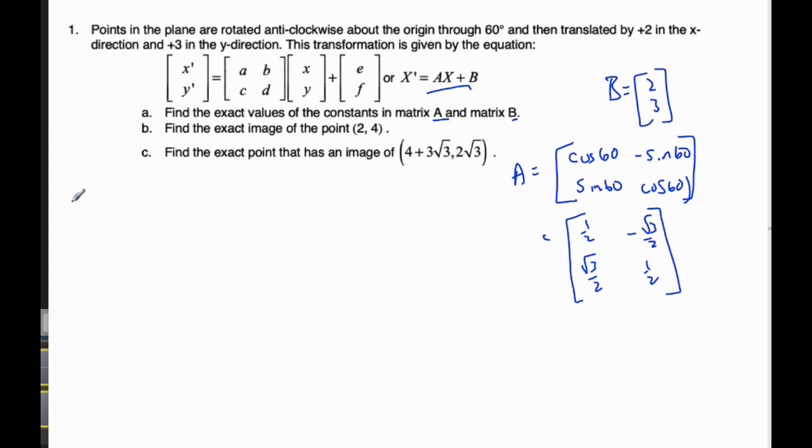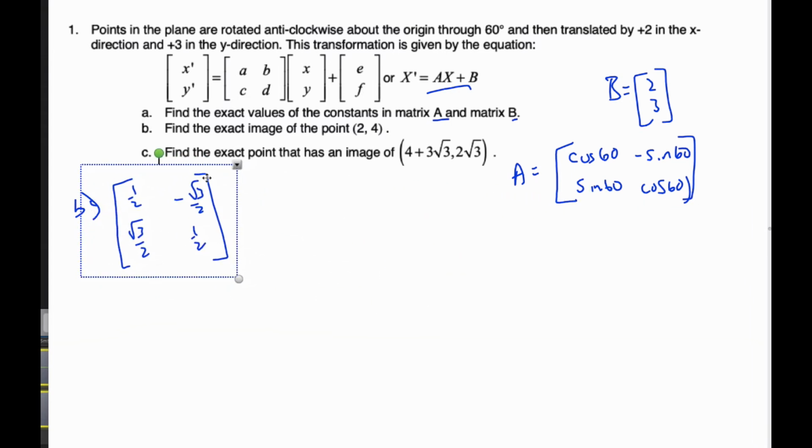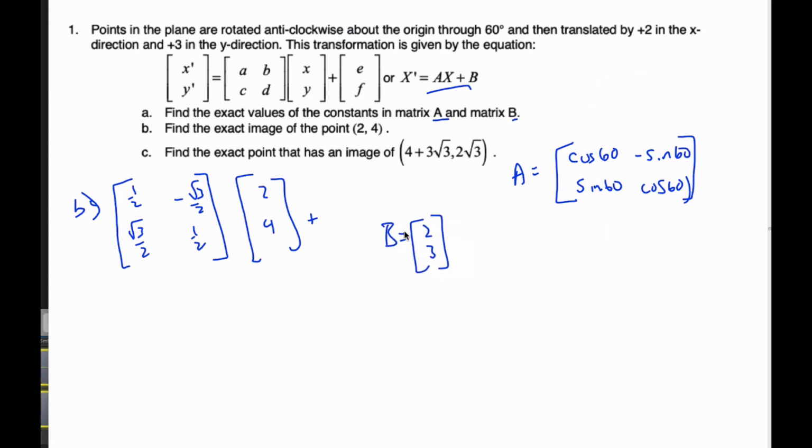If I'm going to find the exact image of the point (2, 4), what I'm going to do is take this matrix here, which is my ABCD, and multiply it times (2, 4), and then I'm going to come along and add matrix B, which is over here. And we'll erase this part of it. So I'm going to multiply and add.